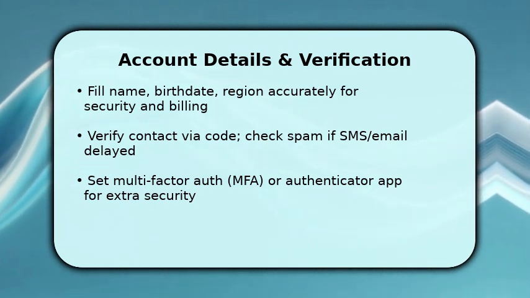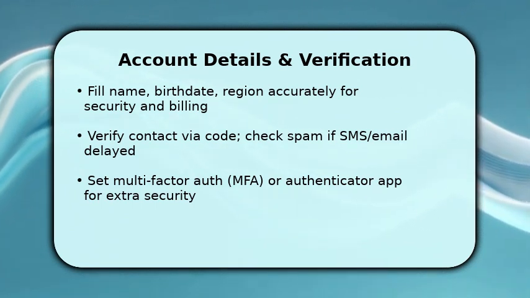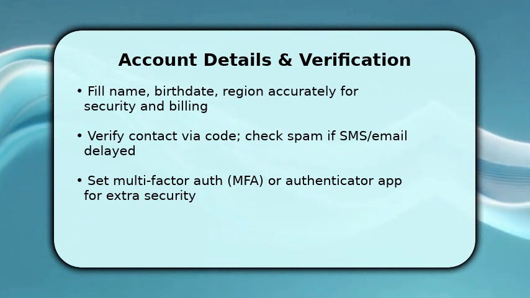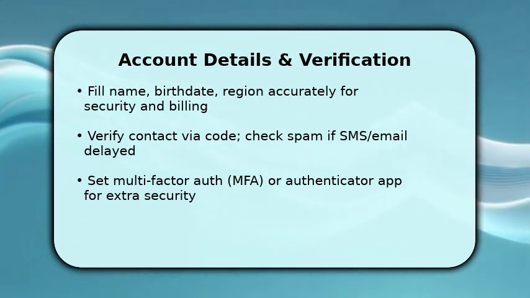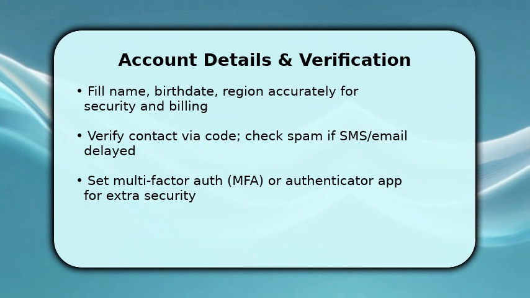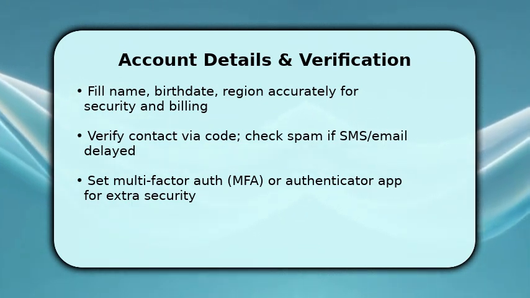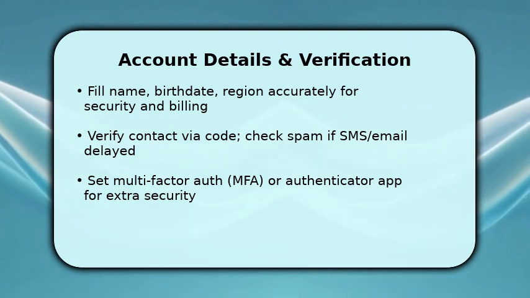When prompted, request a verification code to your email or phone and enter it promptly. If a code doesn't arrive, retry or choose voice verification. Check spam folders. Once verified, enable multi-factor authentication to protect files. Use an authenticator app or phone number. These steps lock down the account, so your OneDrive storage is secure and recoverable.